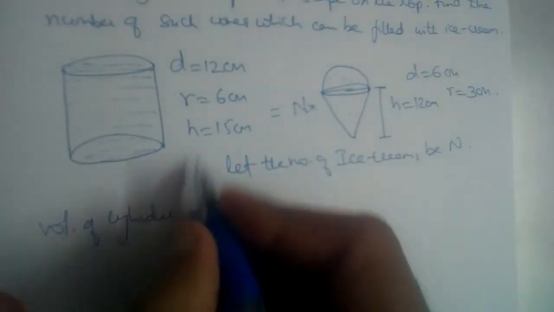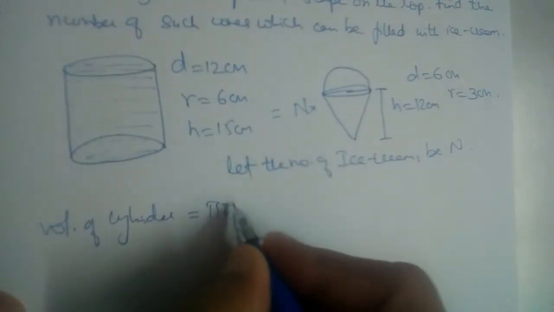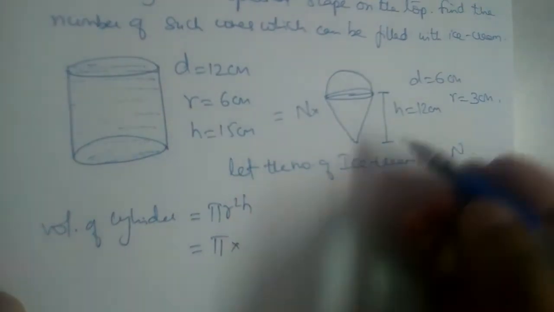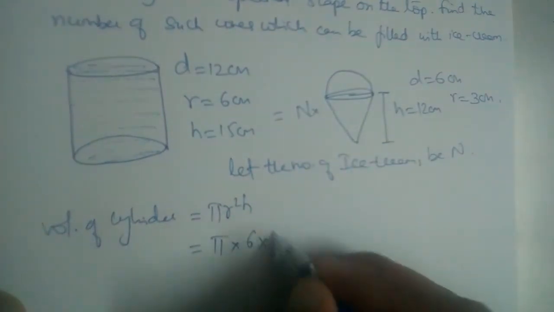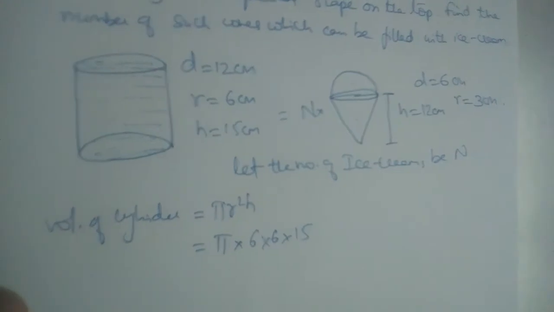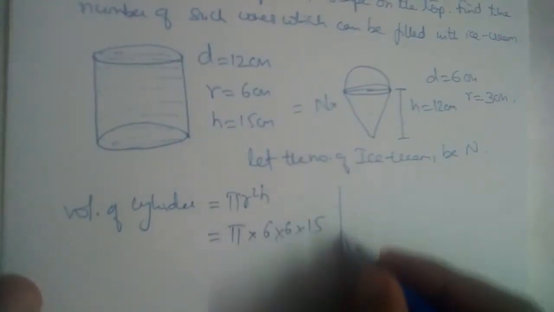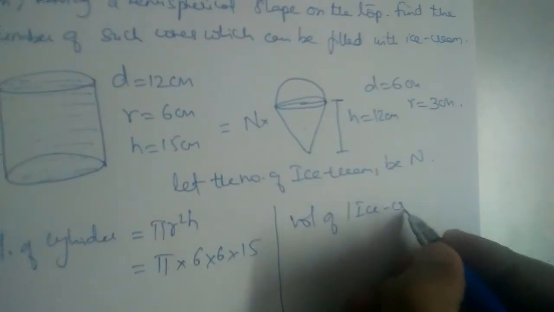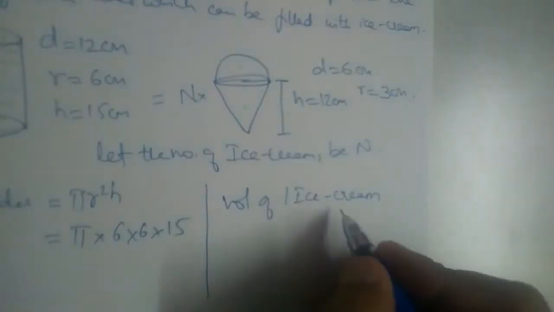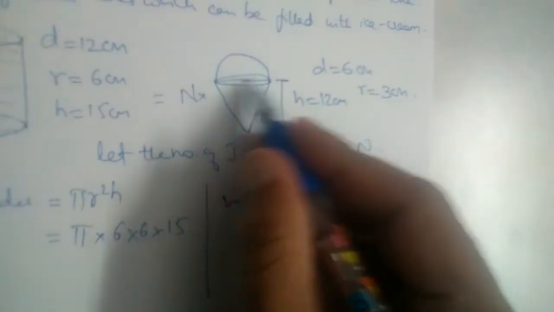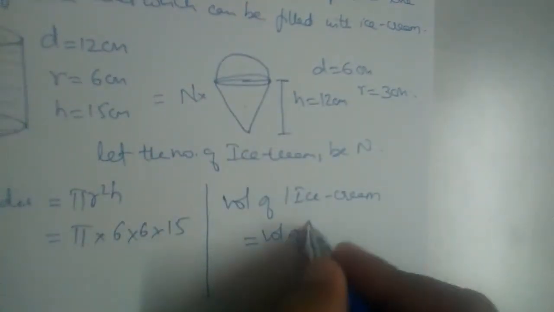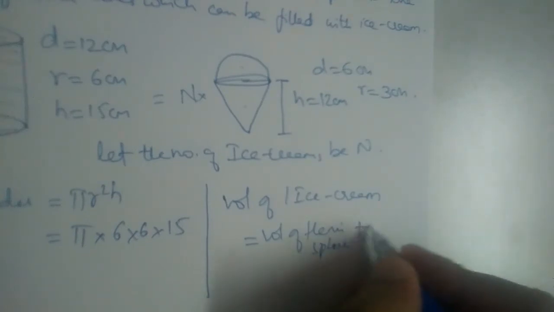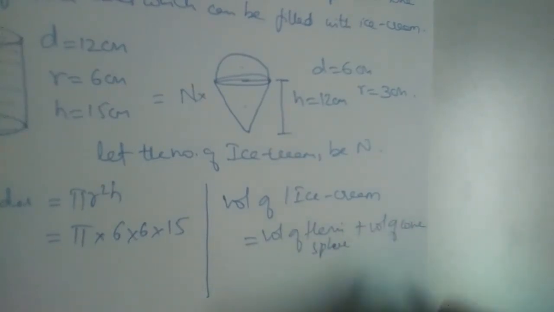Okay. So let us first find volume of this cylinder. It will be equal to how much? Pi r square h. Let it be pi, it will get cancelled anyway in the last. R square, 6 into 6, height is 15. So this is the volume of cylinder. Okay. Now let us find volume of one ice cream. All right. Volume of one ice cream is equal to volume of hemisphere plus volume of cone, right?